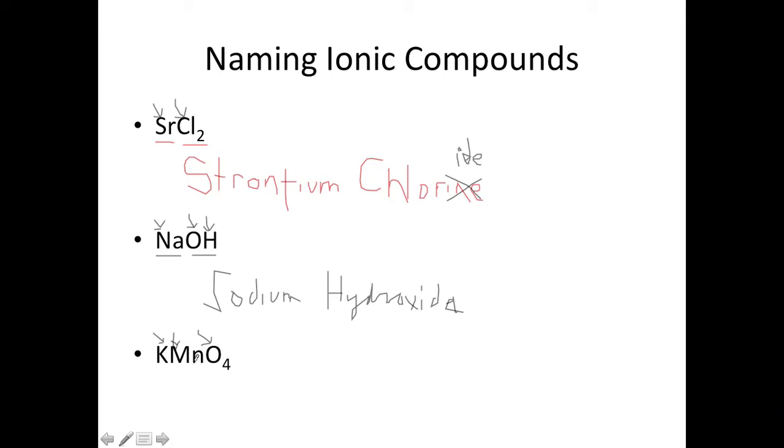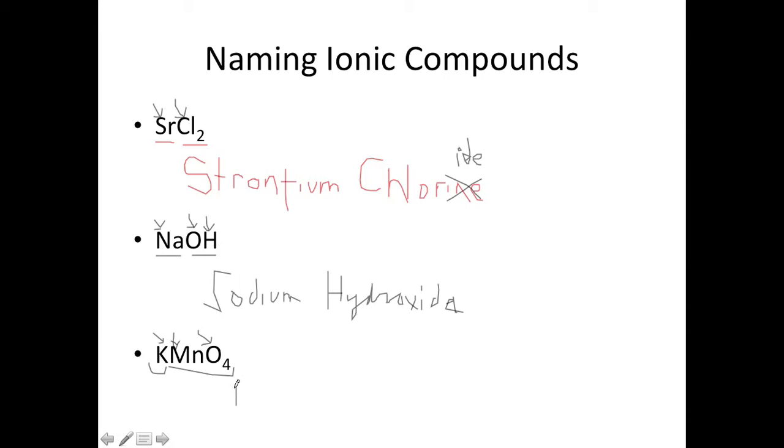So I'm going to look at my chart of polyatomic ions and see if any of these things are on there. And I do. I look and I see that MnO4 is on there. And when I see MnO4, I see that it's called manganate. And I'm also going to look on my periodic table and see K and see that it's potassium. So I'm going to name it just like I did before. I'm going to write potassium manganate.